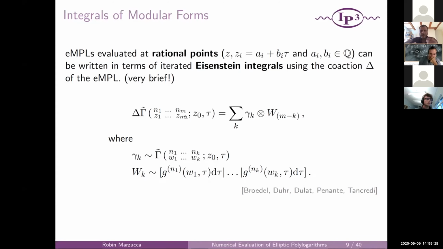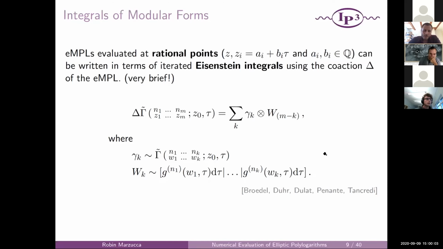Obviously, if two functions are the same, then their coaction must be the same too. The coaction of an elliptic multiple polylog can be cast in this form: you get a sum over tensor products, the first entry of which can be written again as an elliptic multiple polylogarithm, and the second entry can be cast as a word of one-forms, in particular one-forms that contain this Kronecker-Eisenstein coefficient.